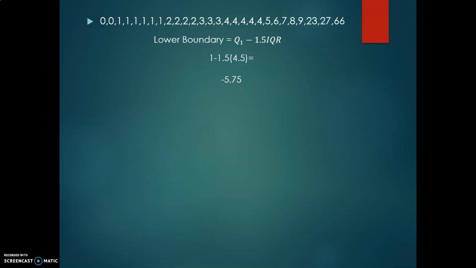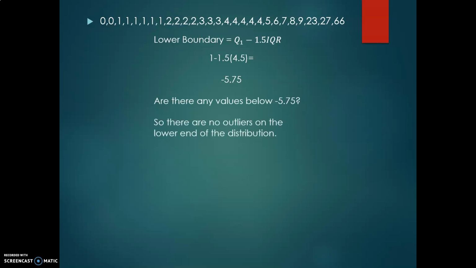Well, when we look at his data points, he had 0 rushes that resulted in negative yardage. So clearly, right, there are no values below it. Therefore, there are no outliers on the lower end of the distribution.